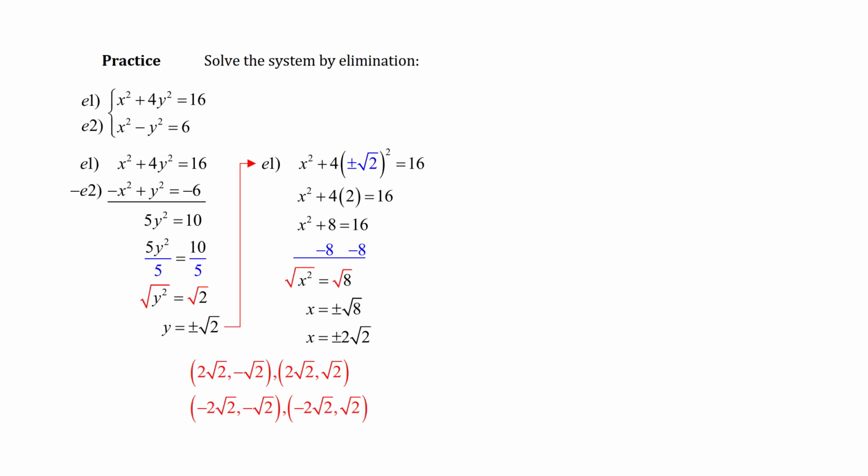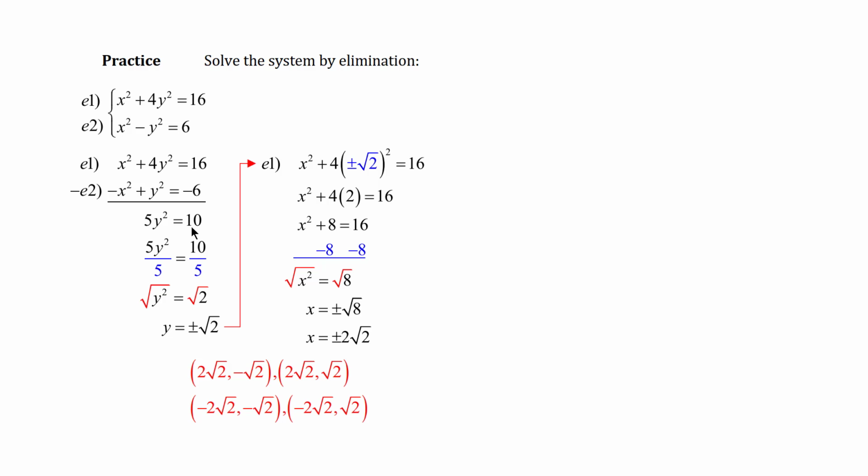Alright, so let's go ahead and go over the solutions. For this system of equations, I labeled the top equation E1 and the bottom equation E2. We're going to start by eliminating the x squared variable. To do this, we just take E1 and subtract E2. So E1 is x squared plus 4y squared equals 16, and then minus E2 is negative x squared plus y squared equals negative 6. Next, we do the elimination. The x squareds will cancel out. We have 4y squared plus y squared is 5y squared, and 16 minus 6 is positive 10. The result is 5y squared equals 10.